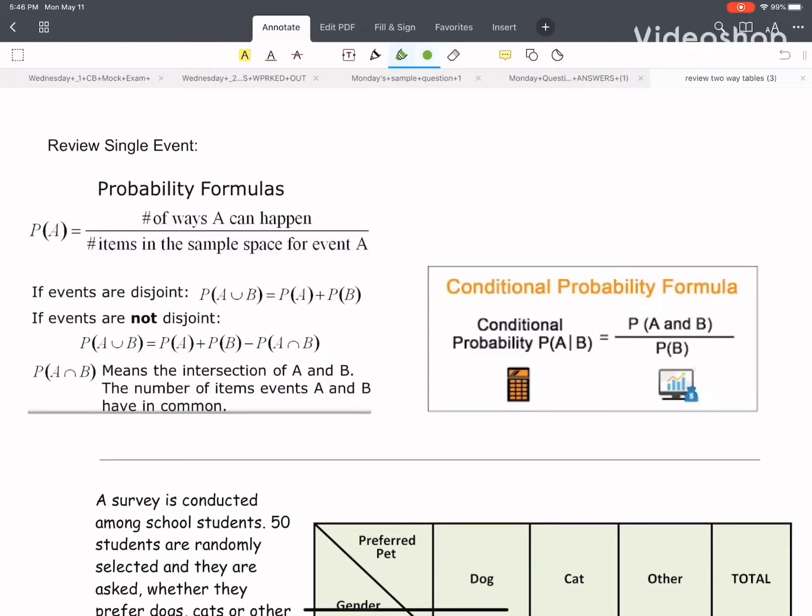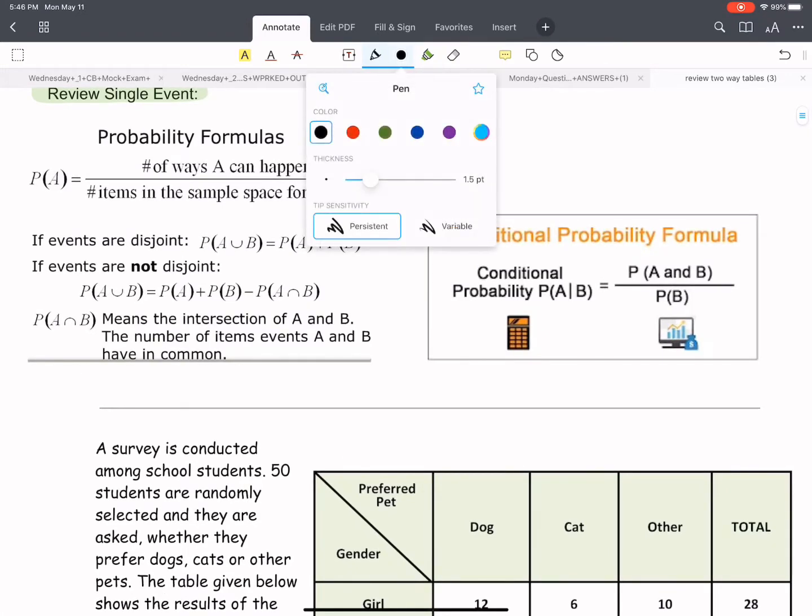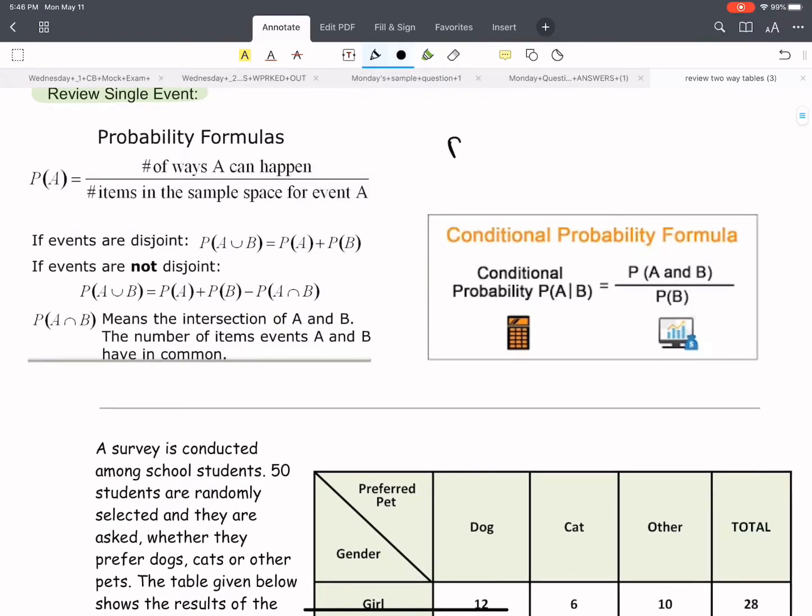Hi everybody, just want to do a review of single event probability, but using this frequency table that they give you. So just a reminder about probability, it's always got to be a fraction. It always has to be a probability. When you have a probability, it's always going to be a number between 0 and 1. It can't be beyond 1 or negative. That would make no sense, okay?